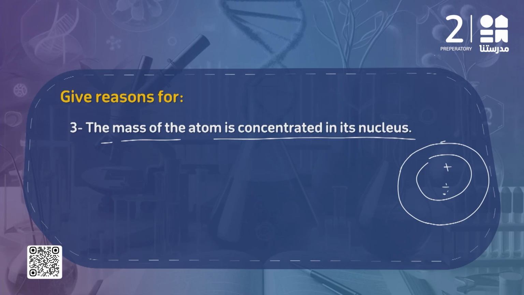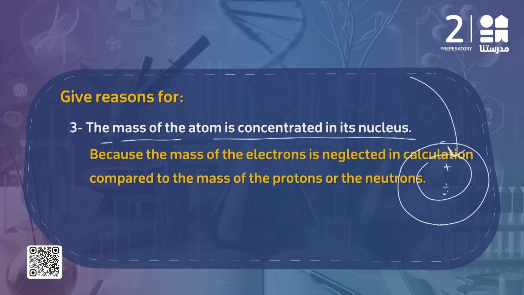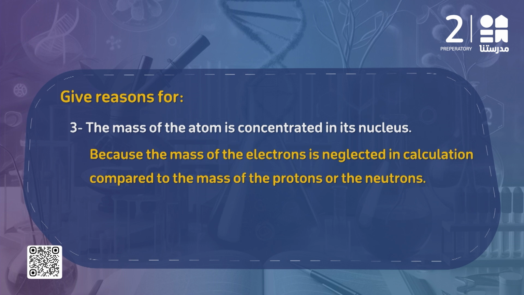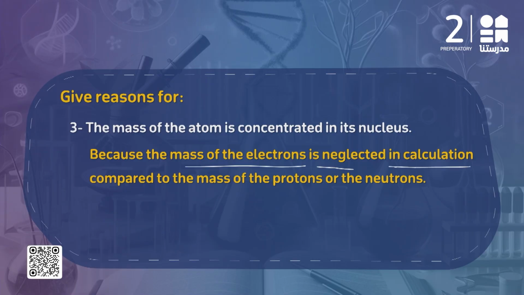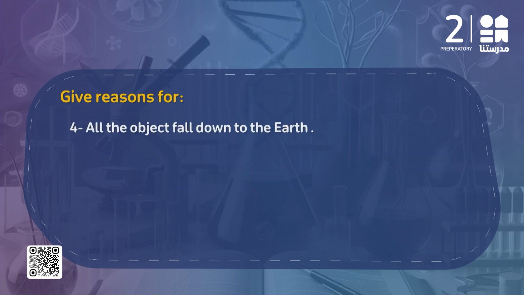So when we calculate the mass of the atom, what do we do? We add and count the particles existing in the nucleus, adding the protons and the neutrons inside the nucleus of an atom. So the correct answer is because the mass of the electrons is neglected. Neglected means it doesn't affect. The particle exists, but does it affect the total mass of the atom? No, because its mass is very neglected. So the mass of the electrons is neglected in calculations compared to the mass of the protons and the neutrons. Next question, you're asked to give reason for why all objects fall down to the earth, and this goes back to the effect of gravity.